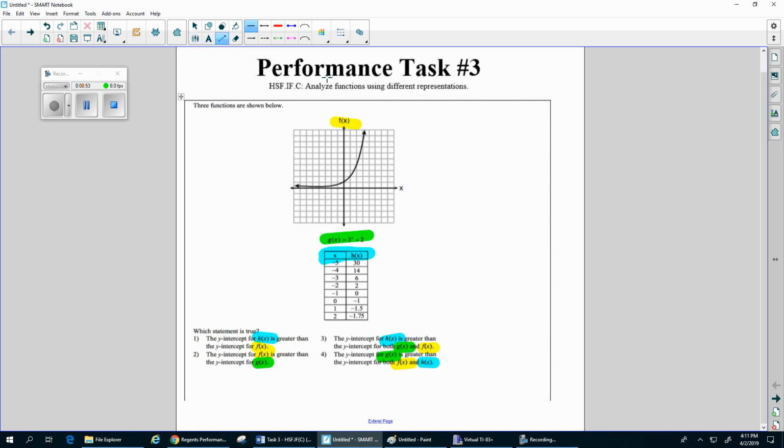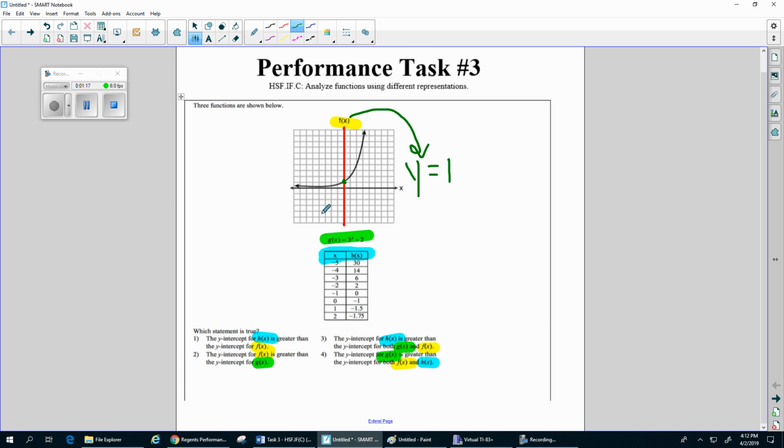The y-intercept is where our graph is going to cross the y-axis. And that's right there. If I take a look, my graph crosses my y-axis at this point. This is the point where y is equal to 1. So my y-intercept for f of x is y equals 1.